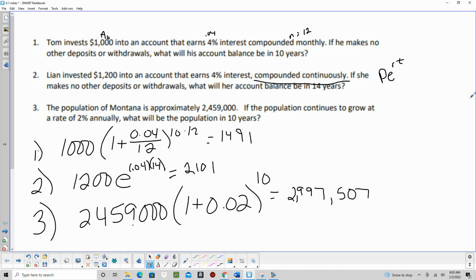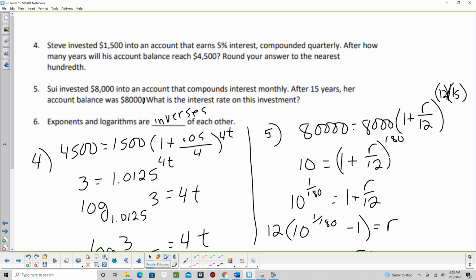So going back to number 3, it's just a straightforward annual, no compounding. So just put it into your calculator, you get a little under 3 million, which is a reasonable answer. 4 and 5 are a little bit more involved. So Steve invests $1,500 into an account that earns 5% compounded quarterly. As soon as you see compounded quarterly, you know your N is 4.